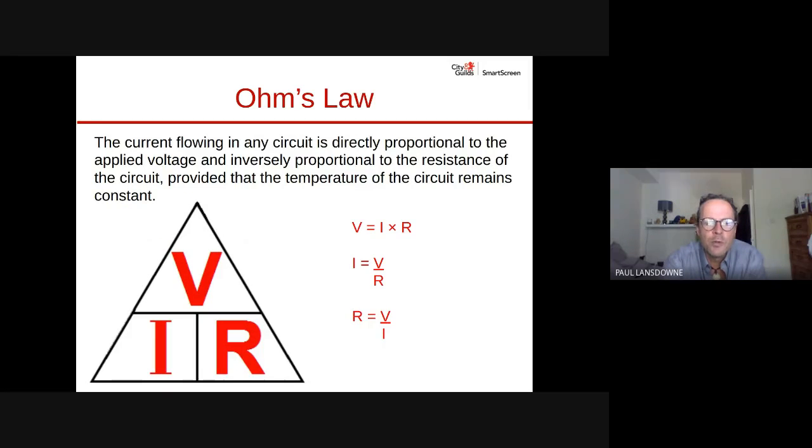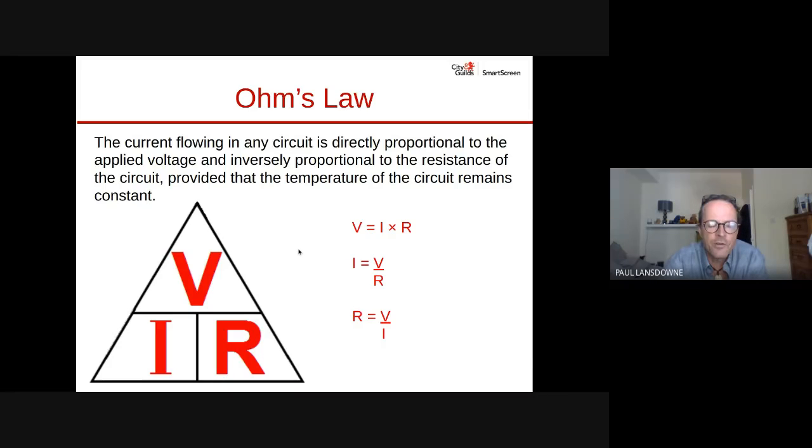So Ohm's law, and we put it into a little triangle. The current flowing through any circuit is directly proportional to the applied voltage and inversely proportional to the resistance of the circuit, provided the temperature of the circuit remains constant. Now, we will go into temperatures when we do the design project, and we'll look at different things like that. But for all of our Ohm's law equations, we're just assuming that the temperature is constant. So V equals IR, I equals V divided by R, and R equals V divided by I.